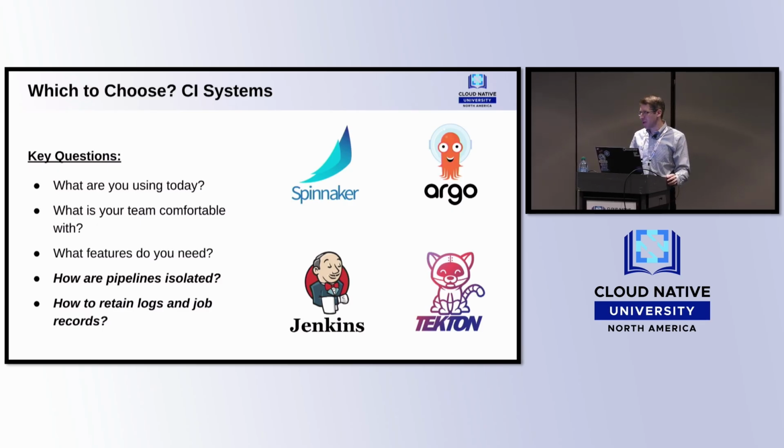Otherwise, if you're doing a greenfield project or you're just looking to adopt a CI solution, 2 things that I recommend you look out for are, first, how the pipelines are isolated, and second, how the logs and job records are retained. So Argo Workflows and Tekton are similar in that they are both using Kubernetes to do the pipeline isolation using containers, and also for how the job records and logs are stored.